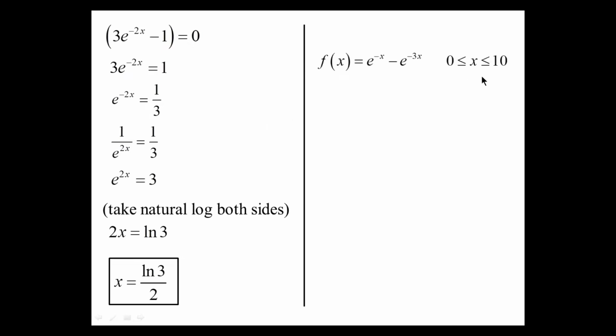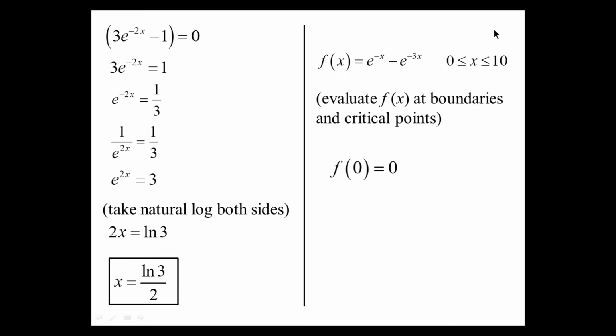Evaluating our function at the critical number and the boundaries is all that's left to do. So f of 0, we'll start with this right here, plugging in 0, do it yourself. F of ln 3 over 2. Now you can turn this into a decimal and plug it in here and use a calculator, and I suggest you hit the space bar and do that. F of ln 3 over 2 is that number.